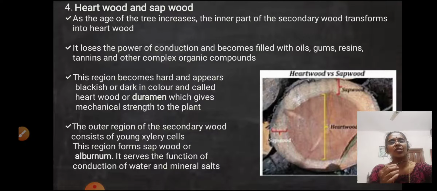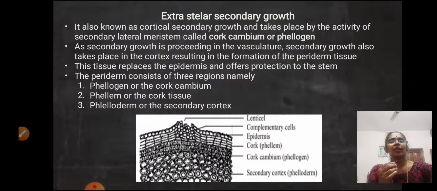The outer region of the secondary wood consists of the young xylem cells and this region forms the sapwood or the alburnum. It serves the function of conduction of water and mineral salts. So this is about the stelar secondary growth. Now we shall discuss the extrastelar secondary growth.